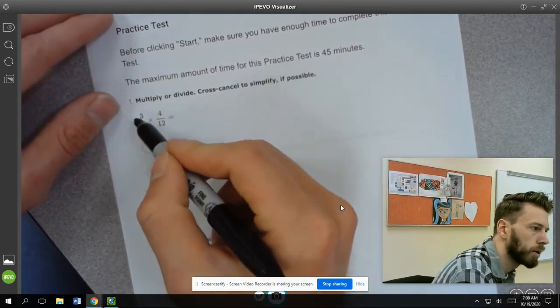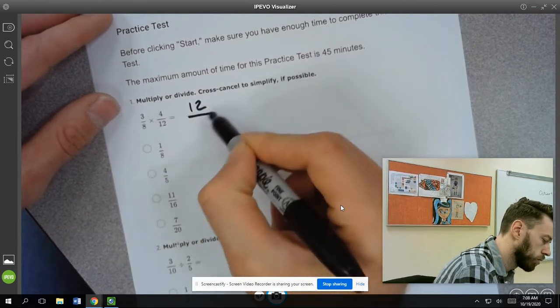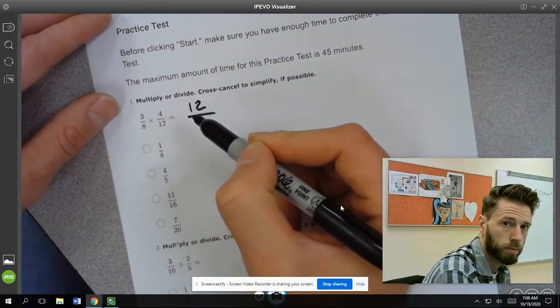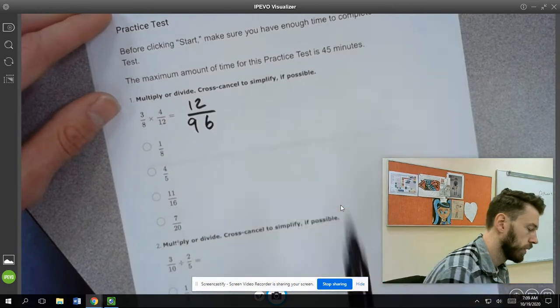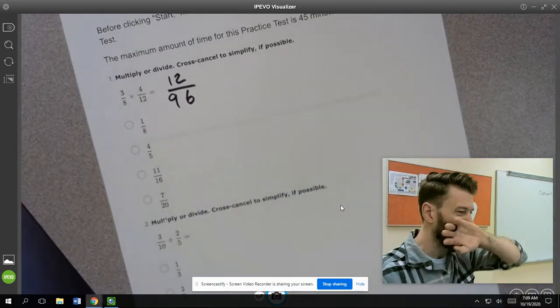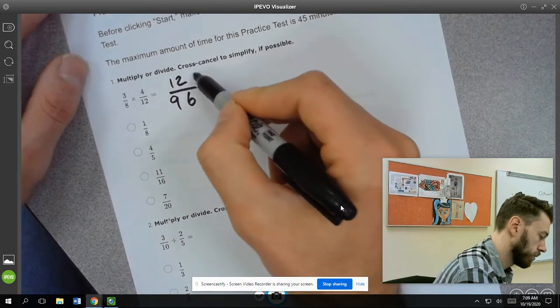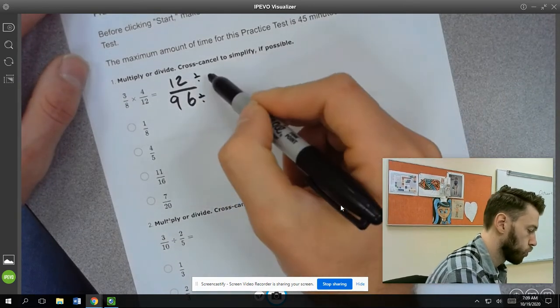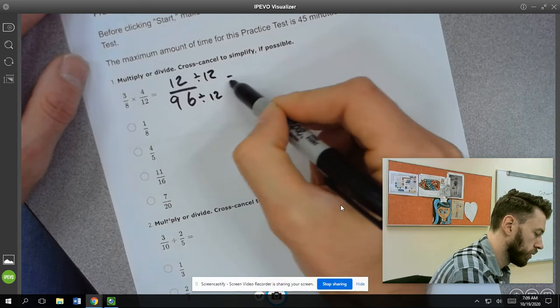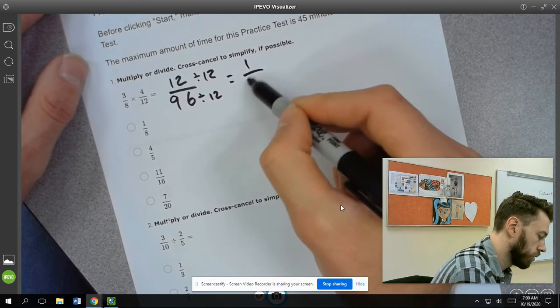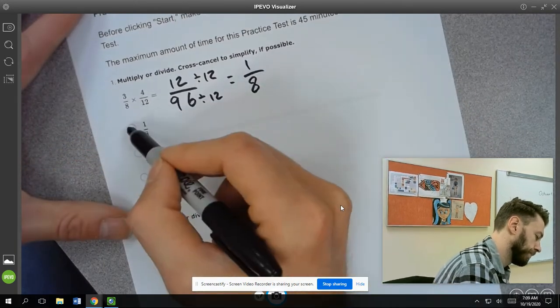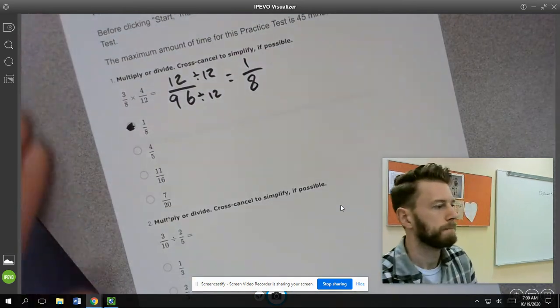Multiplication. Multiply straight across the top, 12, straight across the bottom, 96. After you get 12 over 96, it's going to be simplified. Divide by 12. Yeah. 1/8.